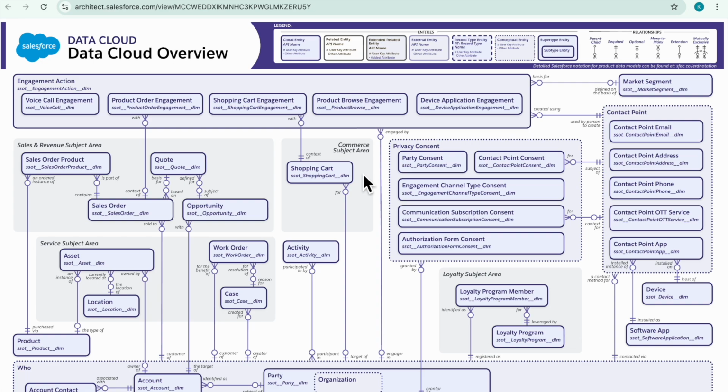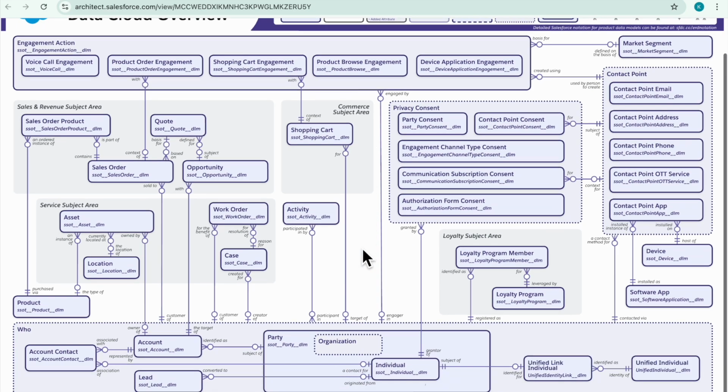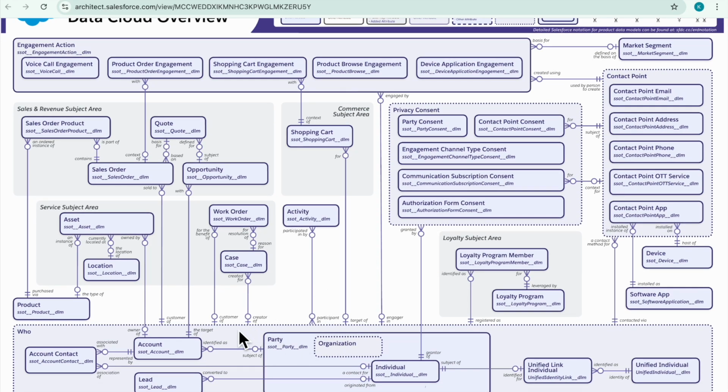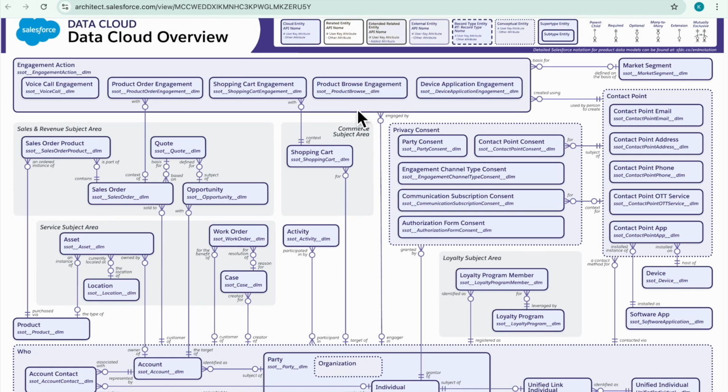So as you see, there are multiple entities here, so we'll not get deeper into these entities. Let's get into the main ones here: the who, contact point and engagement. Primarily, who is nothing but the identified entity. It can be an individual or it can be an organization.